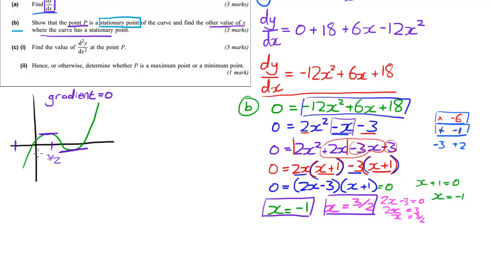So obviously this is not a correct graph. This is just to show you. So let's move on. I think I'm talking too much now. So here, find the second differential at the point P. Let's do it generally first. Let me draw a box around that.